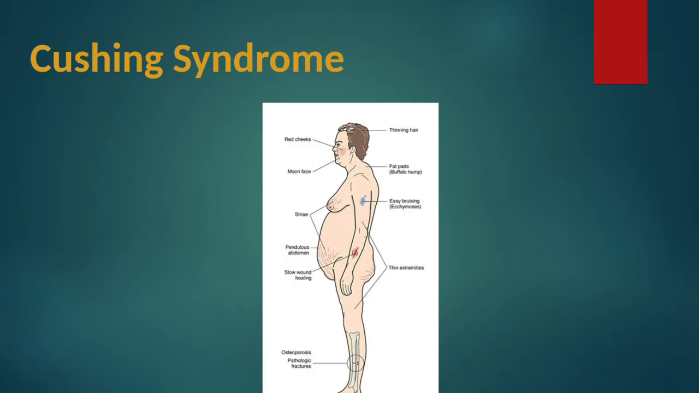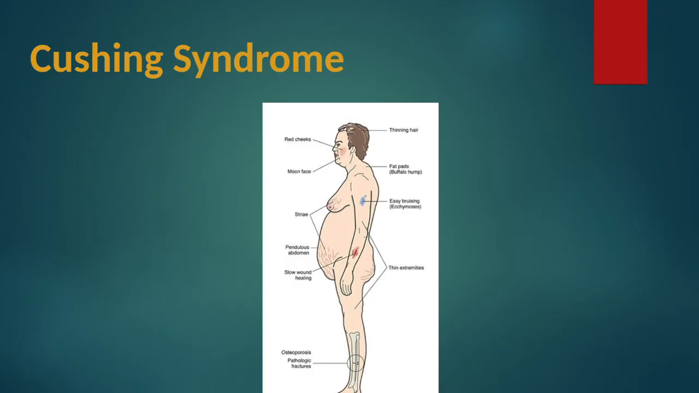Next, notice the thin, fragile skin and the purple striae, or stretch marks, that appear on the abdomen, thighs, and breasts. These occur because cortisol weakens the collagen fibers in the skin, reducing elasticity. Even minor bumps or pressure can cause easy bruising, ecchymosis. Patients also experience slow wound healing, which is due to cortisol's suppression of the immune and inflammatory responses.